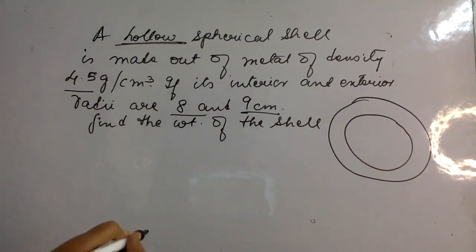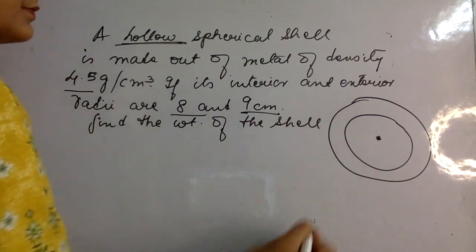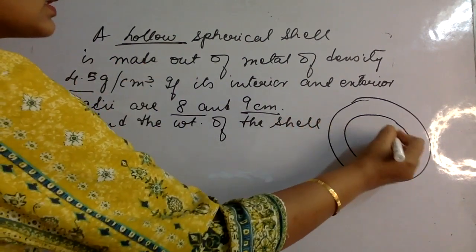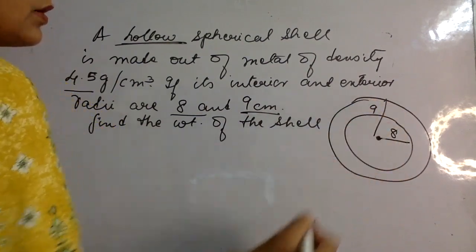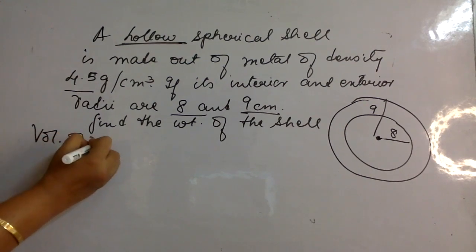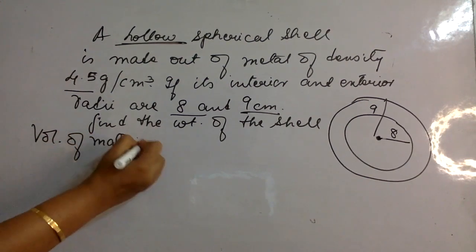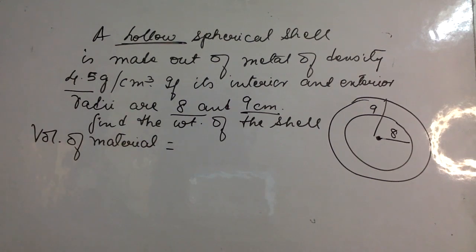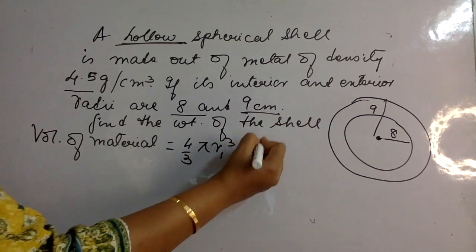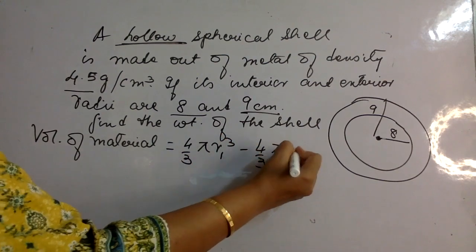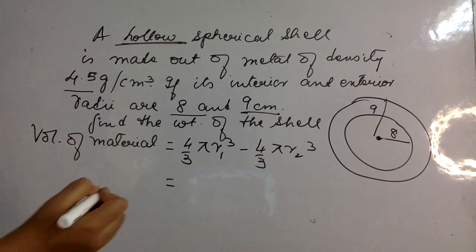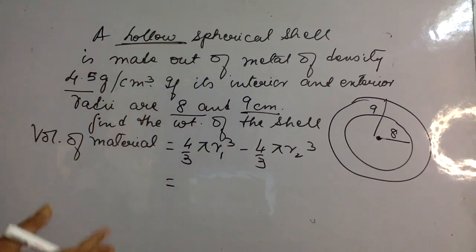So shell is something like your Ferrero Rocher chocolate. Yeah. So here the internal radius is 8 and the external is 9. Okay, so we shall be finding the volume of material that has been used in making this sphere, which is equal to 4/3 pi r1 cube minus 4/3 pi r2 cube. Now what is r1 and what is r2? R1 is the external radius, R2 is the internal radius.